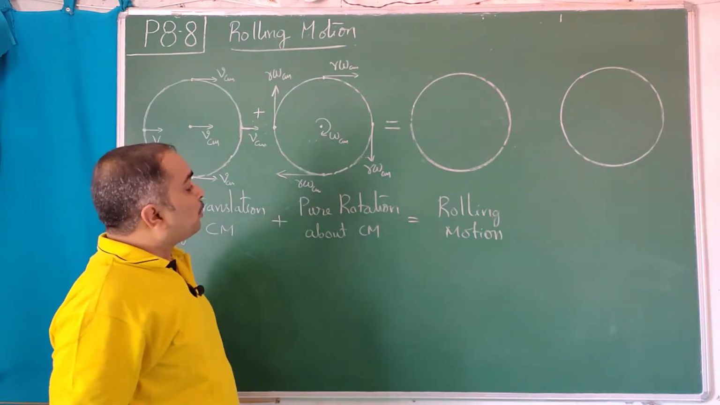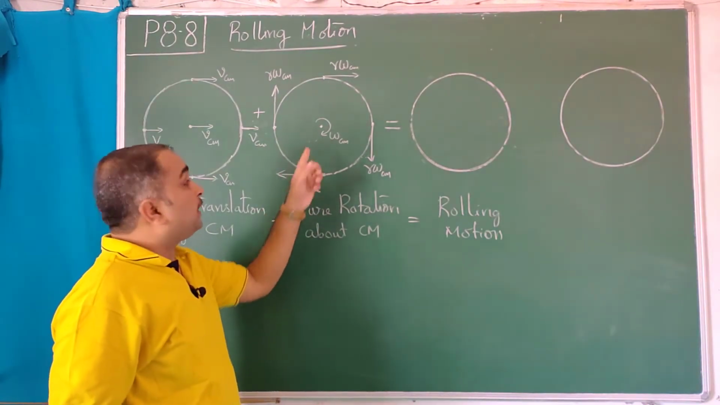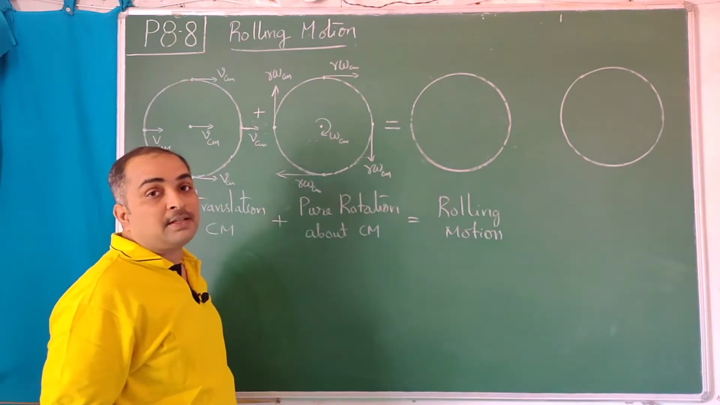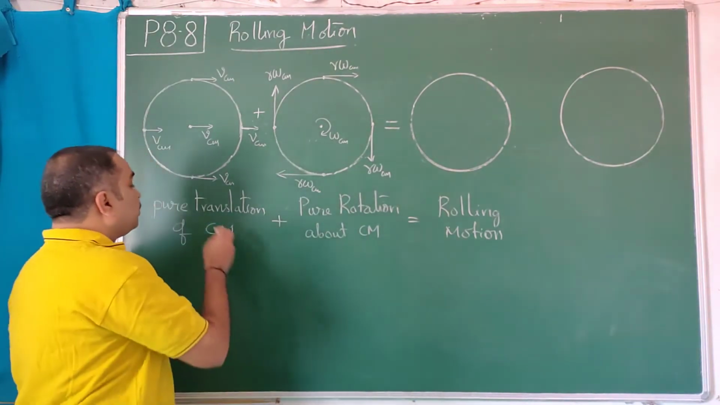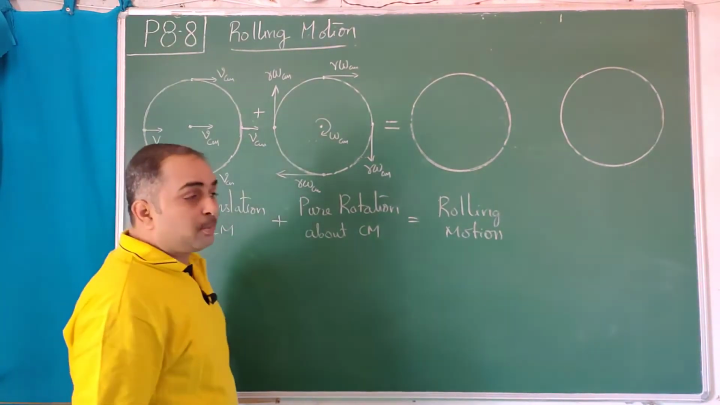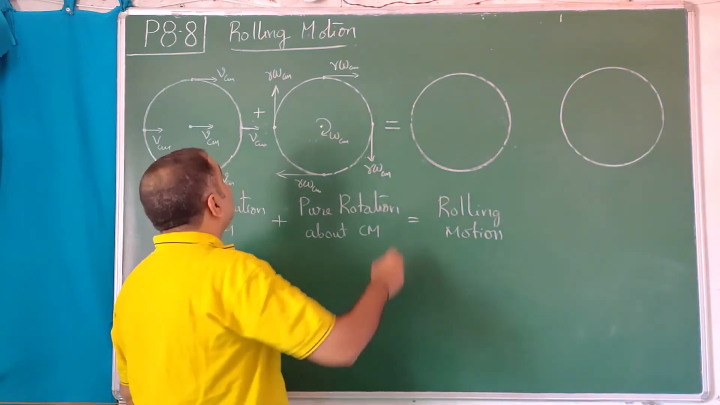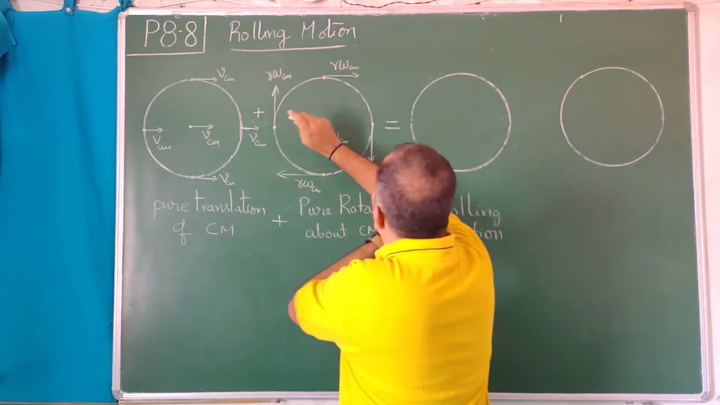So this is called pure rotation about center of mass. Every point is rotating and the center of mass is not moving. So it is not translating, only rotation is happening. Pure translation of cm plus pure rotation about cm is equal to rolling motion, a combination of this and this. Try to superimpose them both.